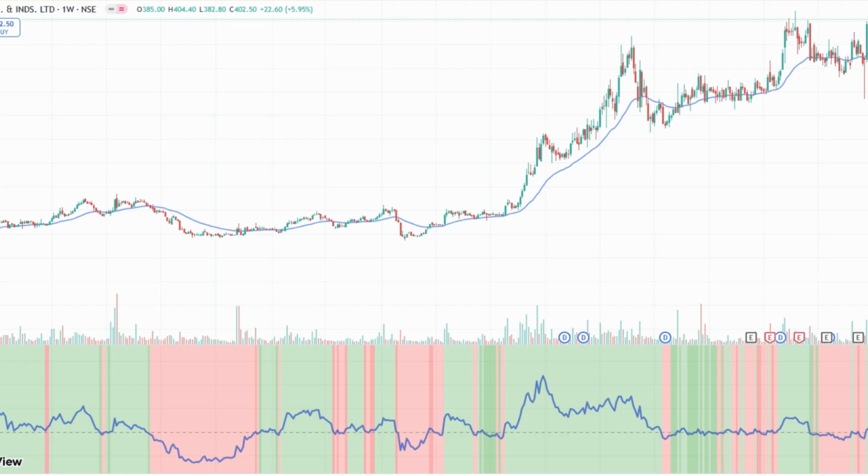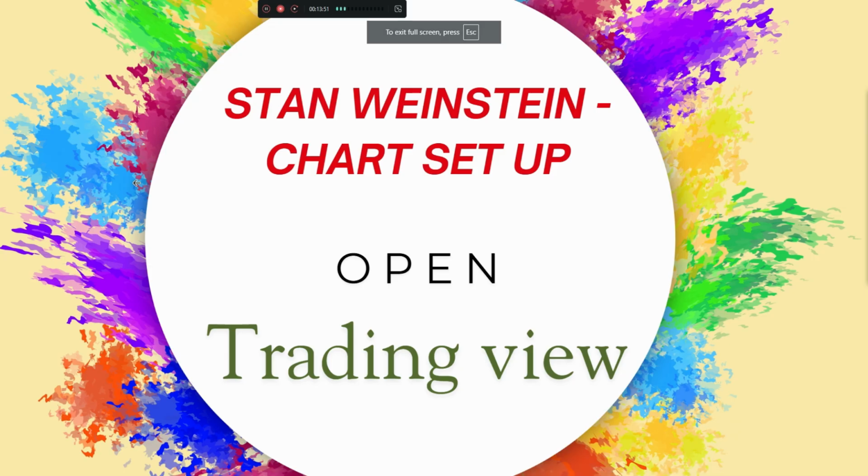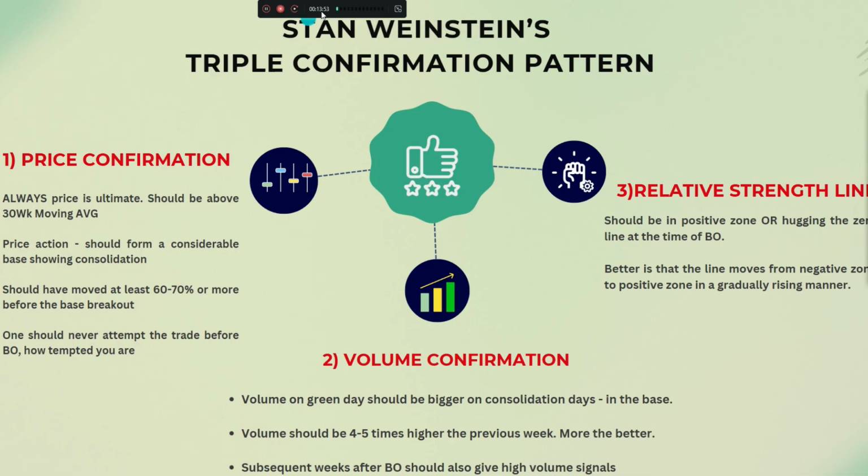This is how you set up a chart. So next we are going to see Stan Weinstein's triple confirmation pattern. By triple confirmation pattern, I mean he uses three things. First is the price confirmation. For price confirmation, the price is always ultimate.